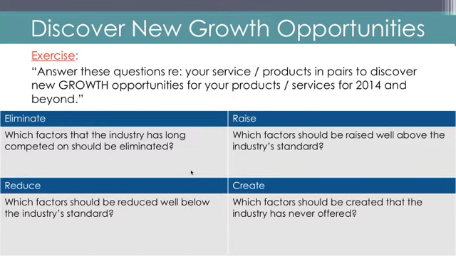And guess what? I want you to think about what you can do. I've said in pairs here, but obviously you can't do it in pairs. What I want you to do is think about a product or service in your business and a target market, and ask: what sort of stuff could we eliminate that the industry has competed on that should be eliminated? What don't the clients value necessarily that we could get rid of and it wouldn't make any difference?